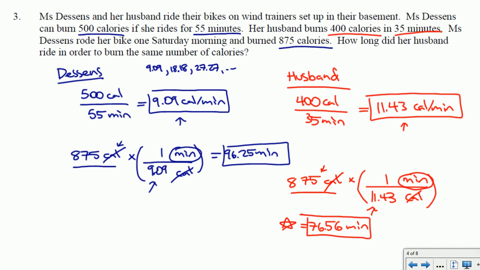So again, calories cancel, and we're left with minutes. So this is the answer to the question, how long did her husband ride in order to burn the same number of calories? And we're assuming his intensity is about the same as her ride, because if he switched to an e-bike, for example, he might need to go a while longer to burn the same number of calories.